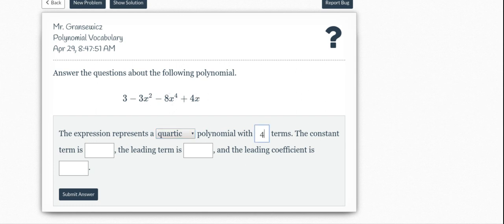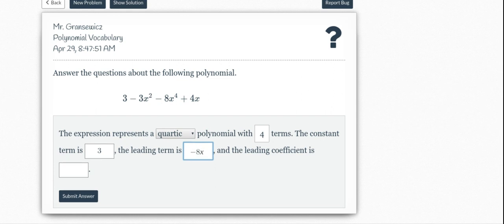That's how many terms there are. The constant term is just a number. So it's this right here. Okay, so it's a 3. And the leading term is the term with the highest exponent or power. So that's this one right here. And make sure you include that negative sign, negative 8x to the fourth. So negative 8x to the fourth. And the leading coefficient is the number in front of the term with the highest power, so negative 8 right there. So that's how to answer all of these questions.